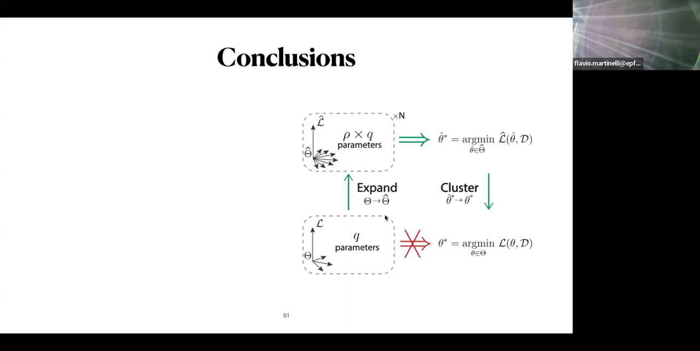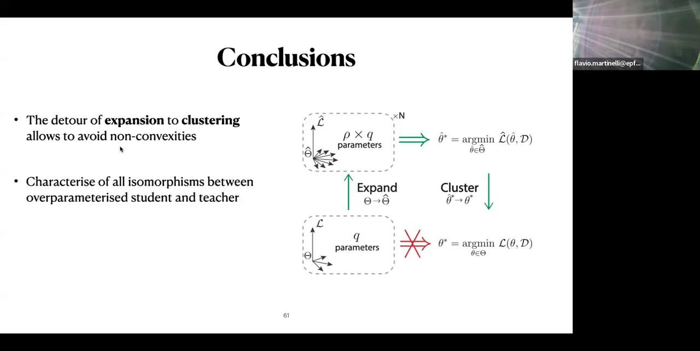So to conclude, what expand and cluster simply does is takes a problem that is not solvable in the original parameter space, expands this parameter space by relaxing it, and by doing so, we are able to find the global minimum of this problem, but then we just need a way to project back the solution to the original parameter space. And this is done by clustering. So yes, the detour of expansion to clustering avoids non-convexities. I don't claim it's a convex problem, but it's probably way easier, so more relaxed.